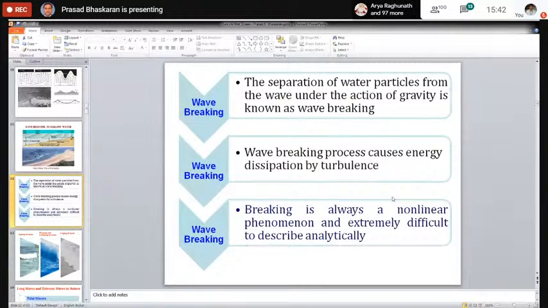So wave breaking is a very, very important subject. The separation of water particles from the wave under the action of gravity is called wave breaking.